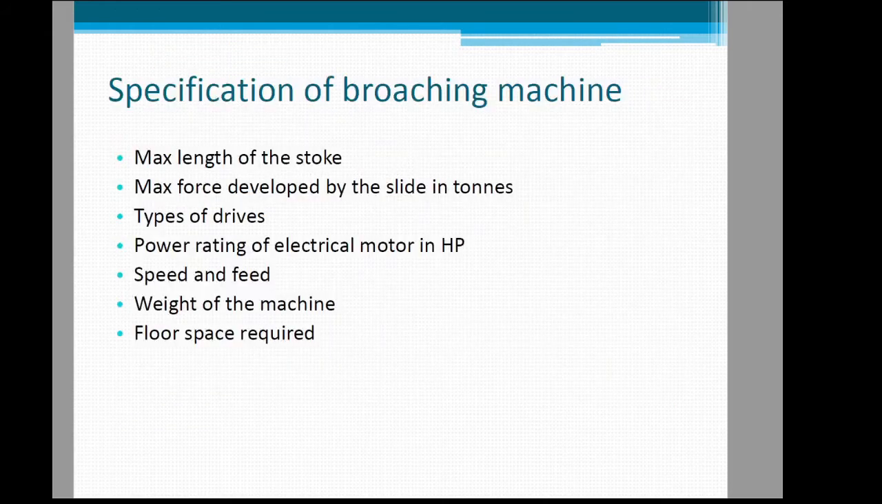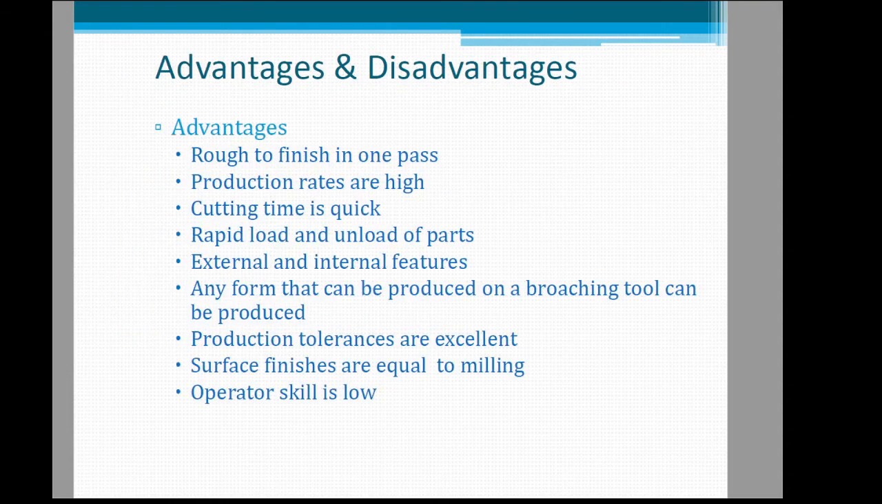A broaching machine is usually specified by the maximum length of the cutting stroke, the maximum force developed, which is usually expressed in tons, the types of drives required for performing the broaching operation, the power rating of the electric motor, the speed and feed, weight of the machine, as well as the floor space required. Let us see what are the advantages and disadvantages of a broaching operation.